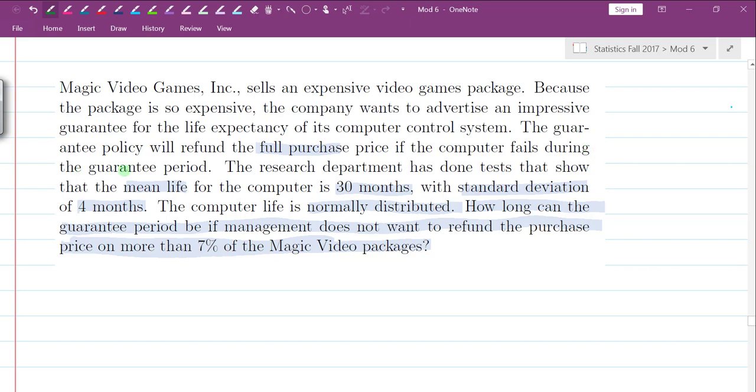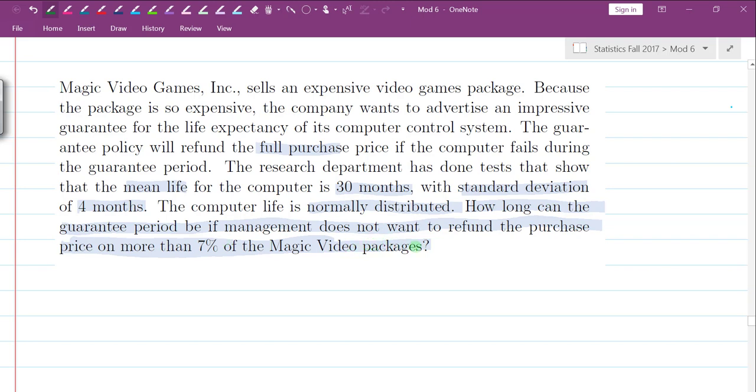The research department has done tests to show that the mean life for the computer is 30 months, with a standard deviation of 4 months. The computer life is normally distributed. How long can the guarantee period be if management does not want to refund the purchase price on more than 7% of the Magic Video packages?